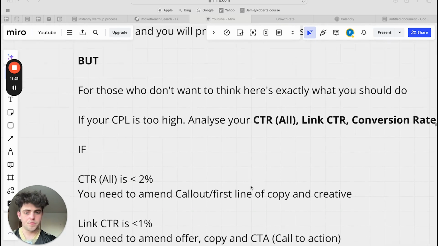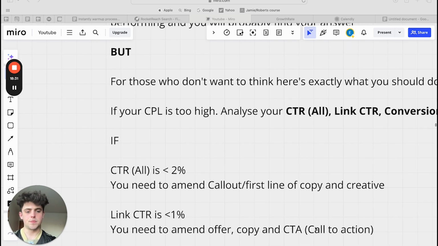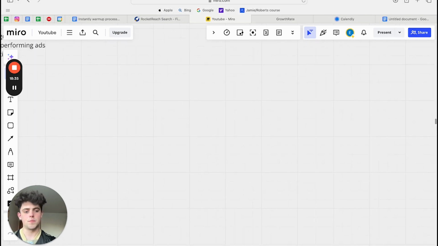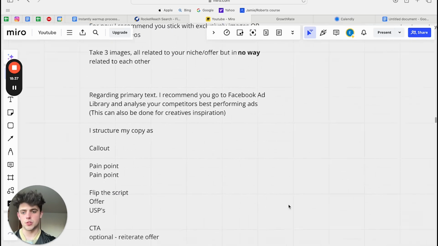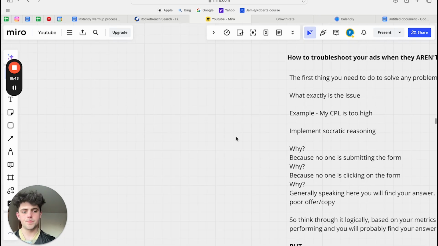So, if click-through rate is less than 2%, so it's not in KPI, you need to amend the call-out, or the first line of your copy. So you remember we did the call-out. I'll take it back 2 seconds, guys, don't worry. Oh my god, so many words. Remember we did the call-out, guys? Whenever you're doing your copywriting, you want to do the call-out first.